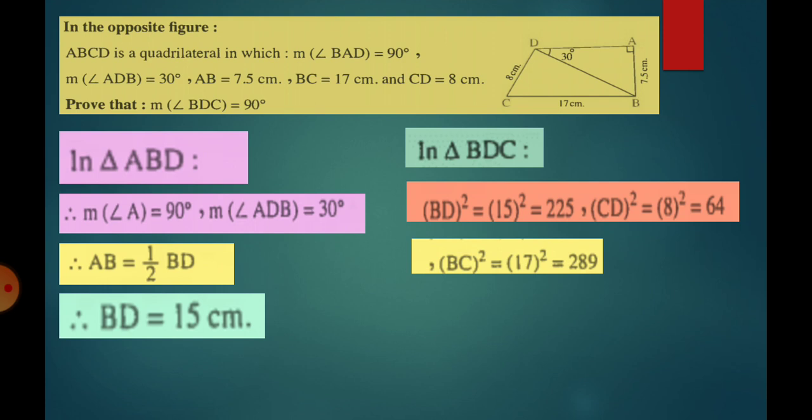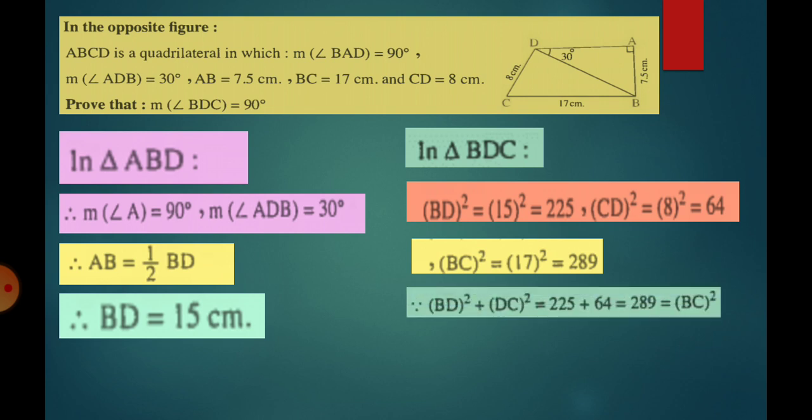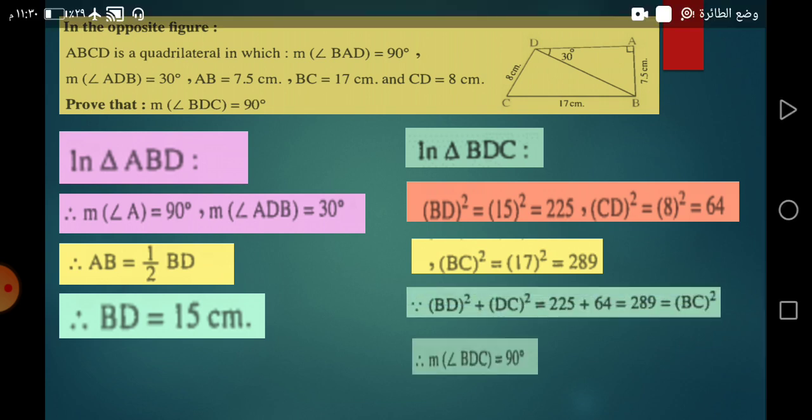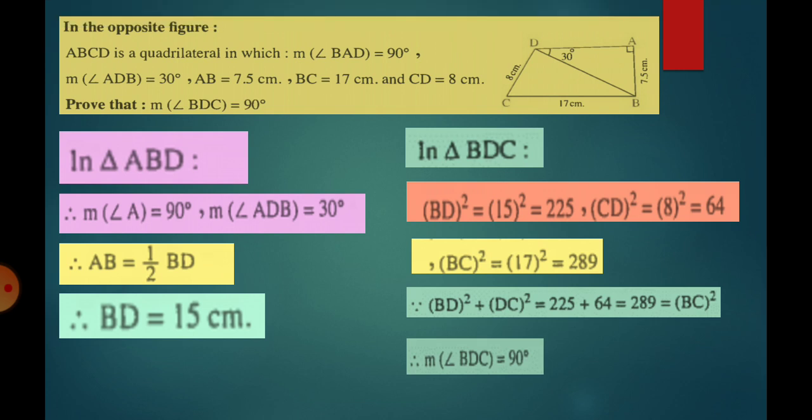Then BC power 2 equals CD power 2 plus DB power 2. Then the measure of angle BDC equals 90 degrees.